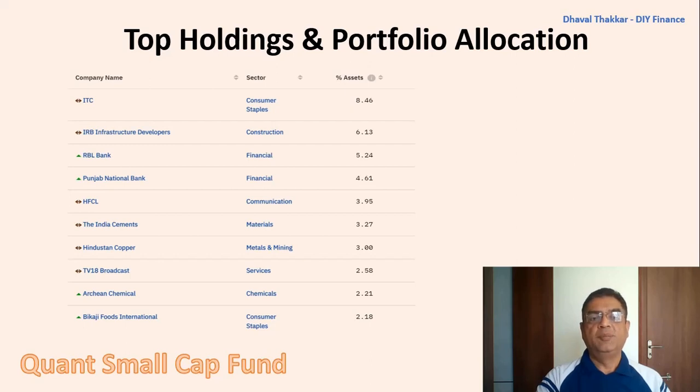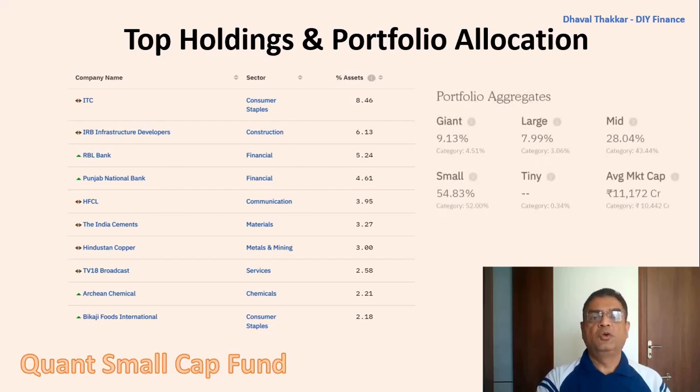RBL Bank and PNB are the main stocks of the financial sectors, whereas TV18 is from the service sector. And again, a newly listed company, Archean Chemicals, from the chemical sector. Here, the stock selection looks good.